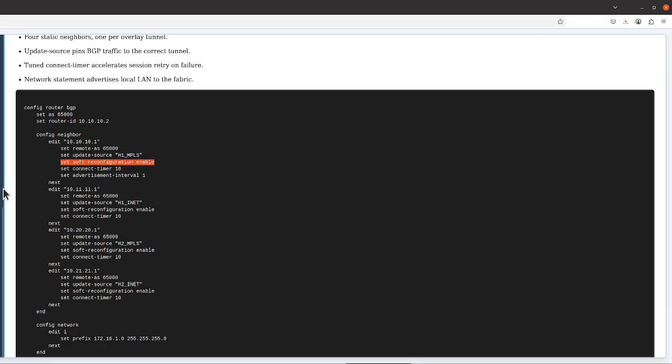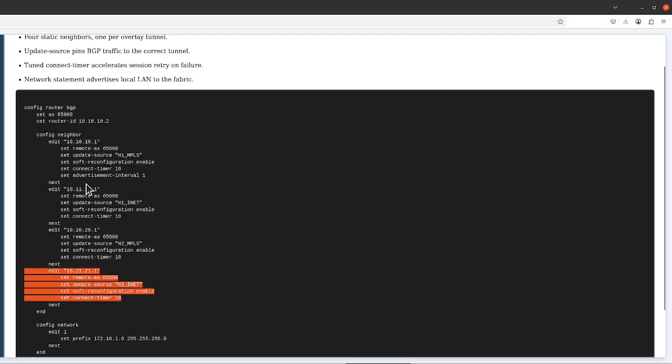The set connect timer 10 and set advertisement interval 1 tune the BGP timers. The default BGP connect timer is 120 seconds, which is too slow for SD-WAN where we want fast convergence. Setting it to 10 seconds means the spoke will retry a failed session every 10 seconds. The advertisement interval of 1 second reduces the minimum time between BGP update messages, which helps spokes react quickly to topology changes. The subsequent neighbor blocks repeat this pattern for the other 3 tunnels.